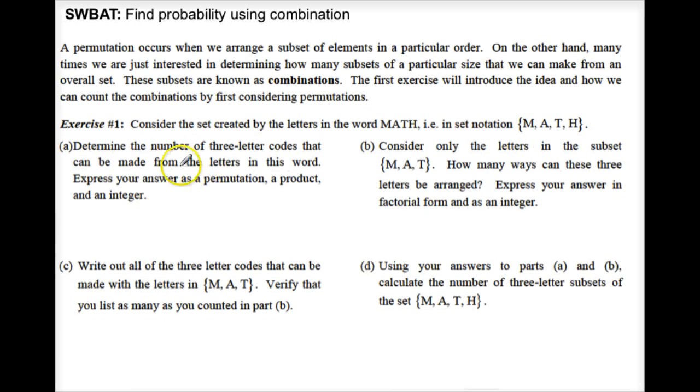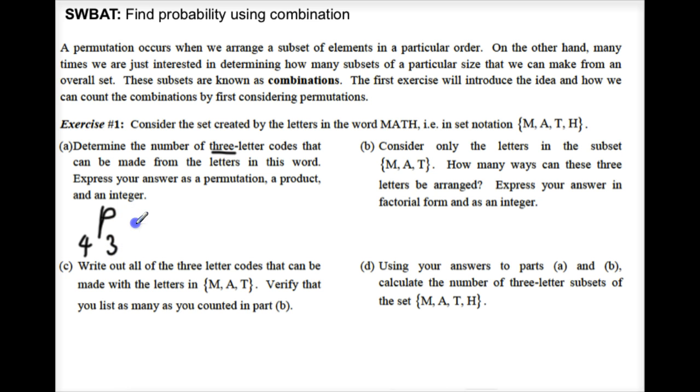The first one says, consider a set created by the letters M-A-T-H. That is, in set notation, M, A, T, H. Determine the number of 3-letter codes that can be made from the letters in this word. Express your answer as a permutation, a product, and an integer. So, remember, permutation, what's my possible outcome? There are 4 letters, M-A-T-H, and then I want to find the 3-letter code.